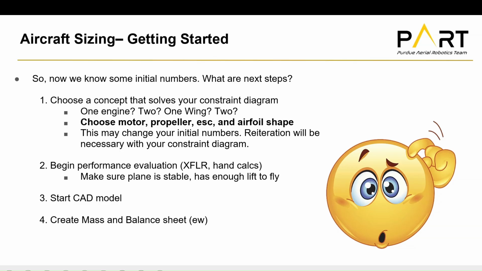If you have a large power requirement, you may have to have multiple engines, right? If you need a very large wing, you may even have to do something like a biplane. You could come up with some pretty cool designs here. That's the first thing there, right? Is choose what design you're going to go with, and then you need to begin your performance evaluation, right?